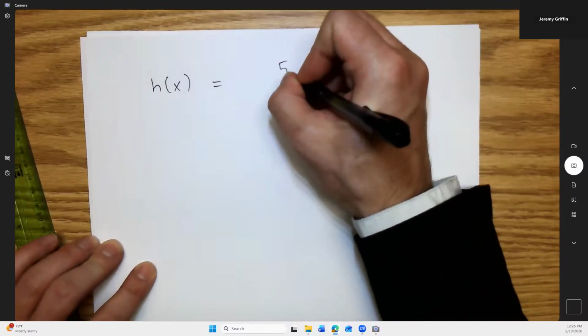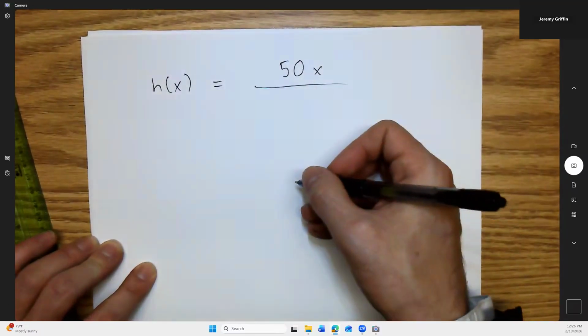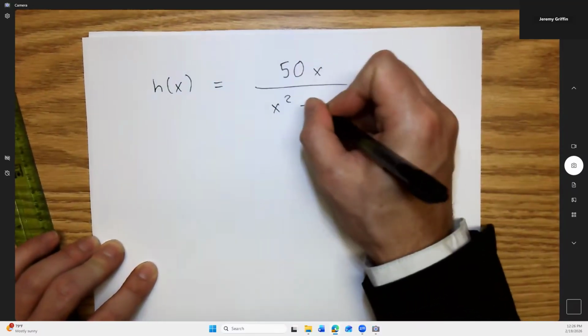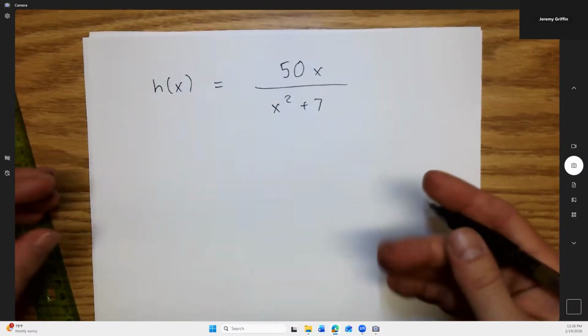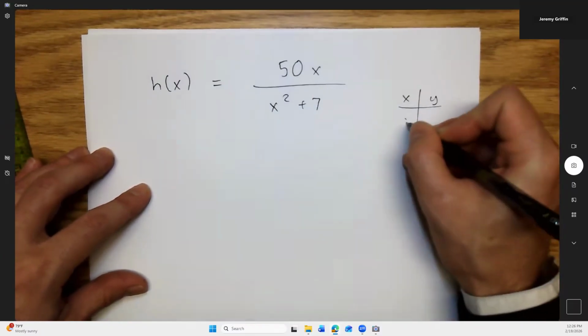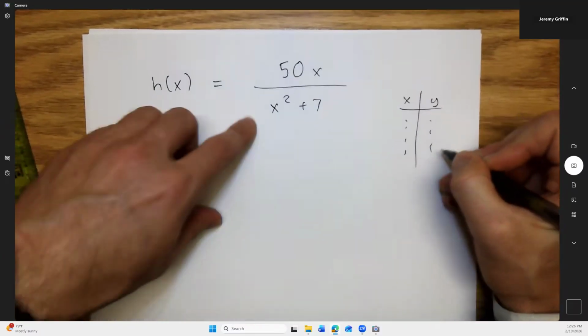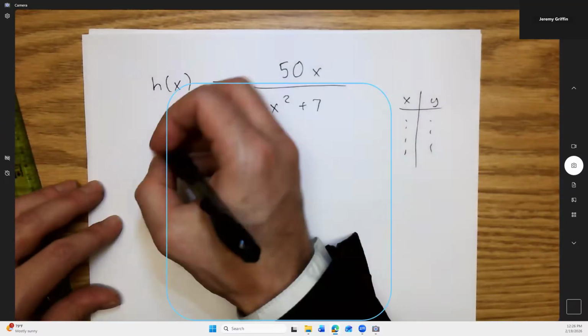But you see this, h of x is, let's call it 50x over x squared plus 7. Right? And I'm going to say, okay, what does this graph look like? Okay, I could make an XY table, X, Y, and punch in values for X and just pop them in and see what I get for Y. But what could help frame this too is, do I have any horizontal or vertical asymptotes?